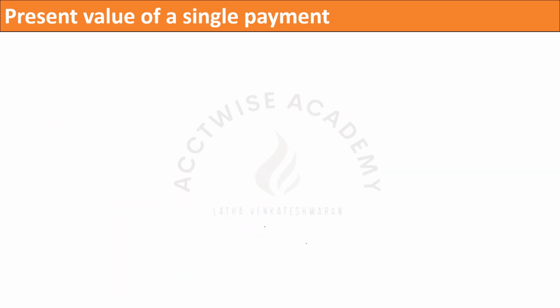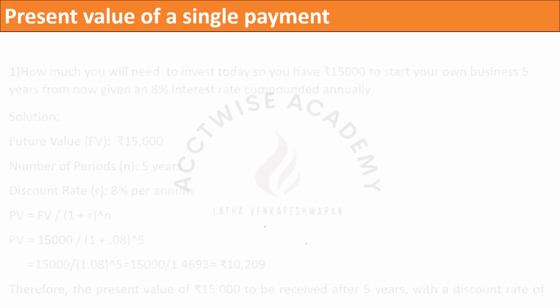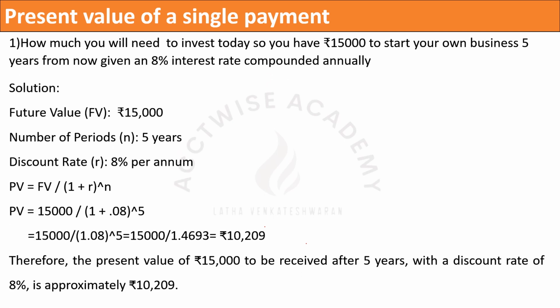Now let us see an example for finding out the present value of a single payment. How much money will you need to invest today? You have rupees 15,000 to start your own business 5 years from now, given an 8% interest rate compounded annually. So here, invest today means we have to find out the present value.